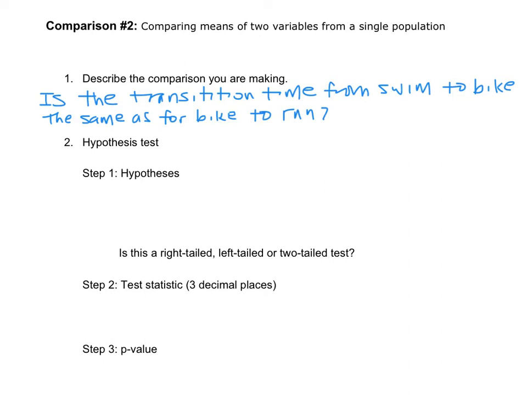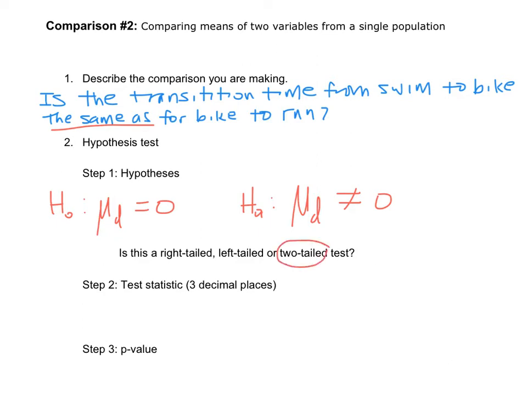So first step is hypotheses. The null hypothesis is always something about equality. So we want to know, is the mean difference between those two times equal to 0? There's no difference. And the alternate is that the mean difference is not equal to 0. Because it asks "the same as," we want to flip that to "not the same as," which would be not equal to. It doesn't say anything about greater than or less than. And because we're using a not equals there, it is a two-tailed test.